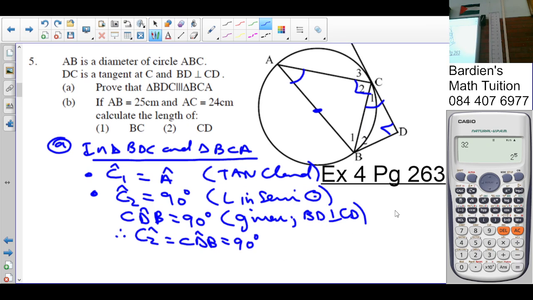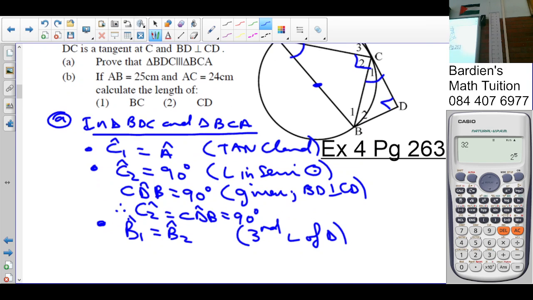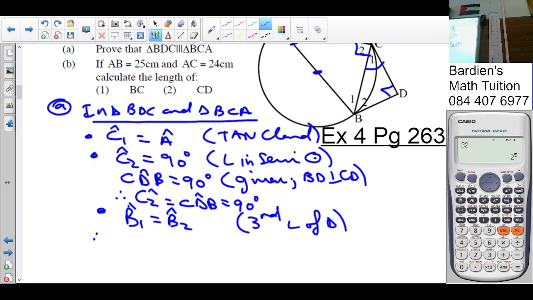Thirdly, we can say that B1 is equal to B2, and the reason there is the third angle of triangle. And that is absolutely enough information to conclude congruency. As you can see, angle B is equal to angle B, angle D is equal to angle C2, and angle C is equal to angle A. So yes, it's in order. So I can conclude therefore, triangle BDC is similar to triangle BCA.